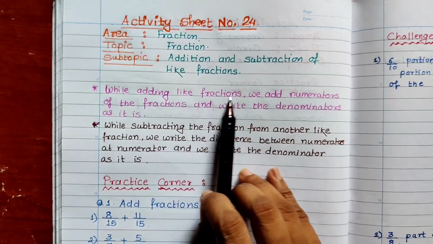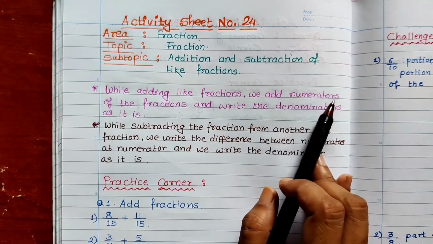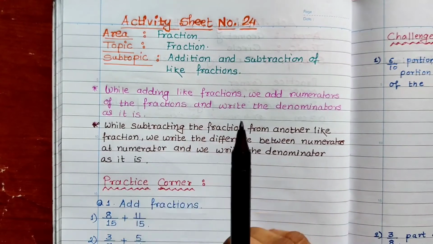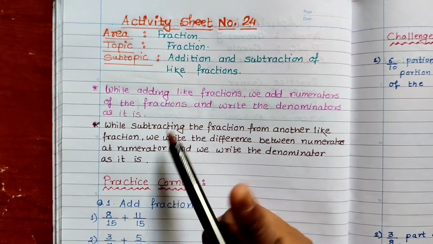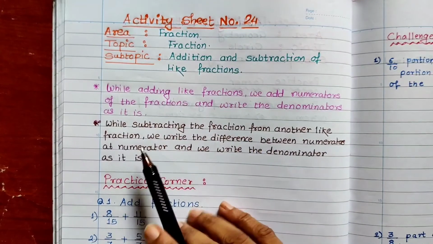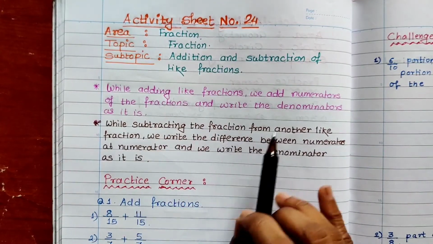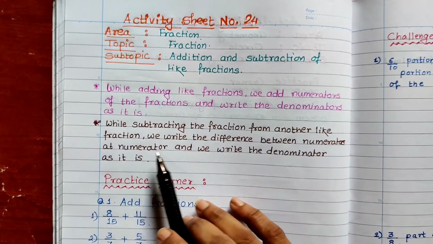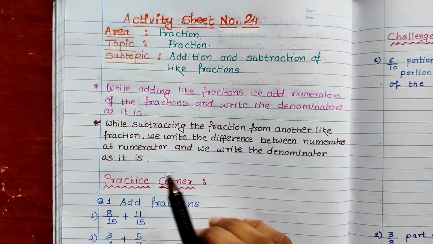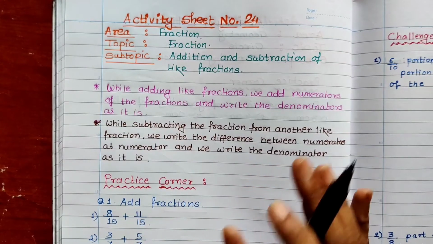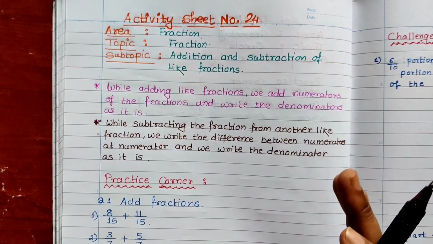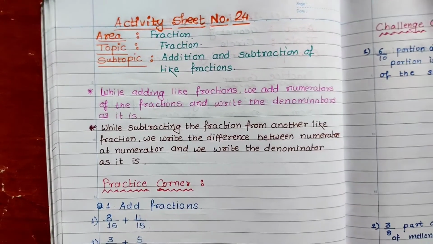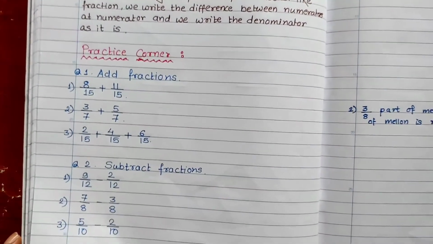While adding like fractions, we add the numerators of the fractions and write the denominator as it is. The denominator as it is, we will have to write one time only, okay? Then while subtracting a fraction from another like fraction, we write the difference between the numerators as the numerator and we write the denominator as it is. Once again, the denominator we have to write as it is and we have to subtract the numerator from the numerator. So let us see how to solve in the practice corner.